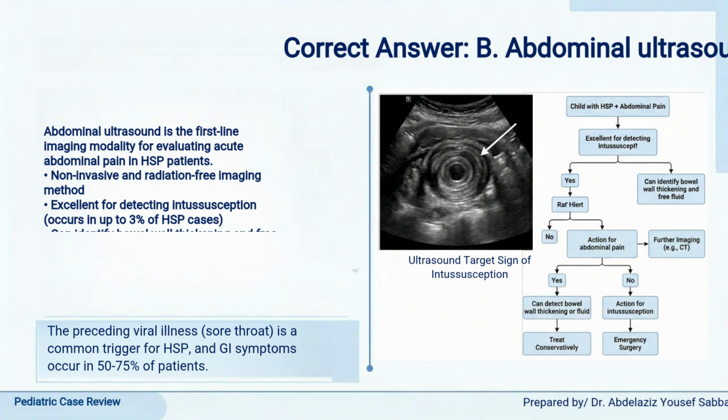It is immediately available in emergency settings and is superior to computed tomography for pediatric patients due to the absence of radiation. The preceding viral illness, in this case the sore throat, is a common trigger for Henoch-Schönlein Purpura. Gastrointestinal symptoms occur in 50 to 75% of all patients with this condition.